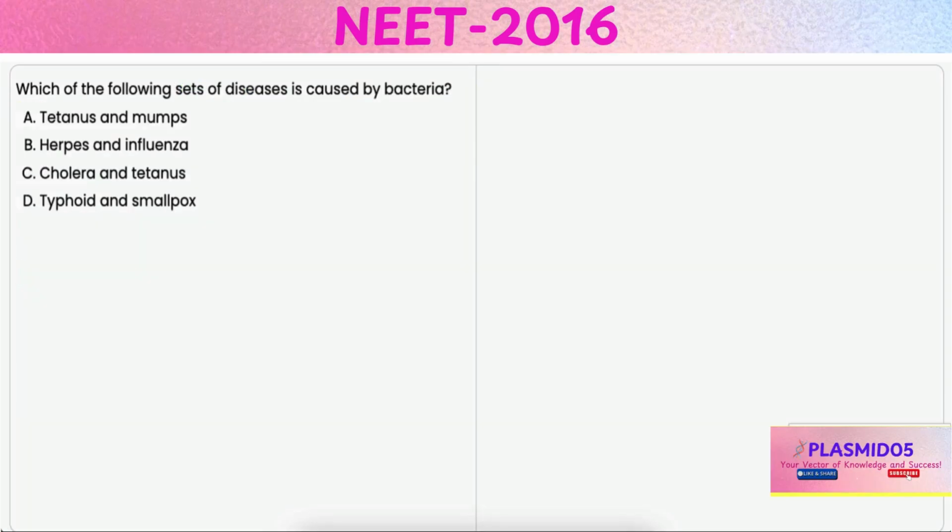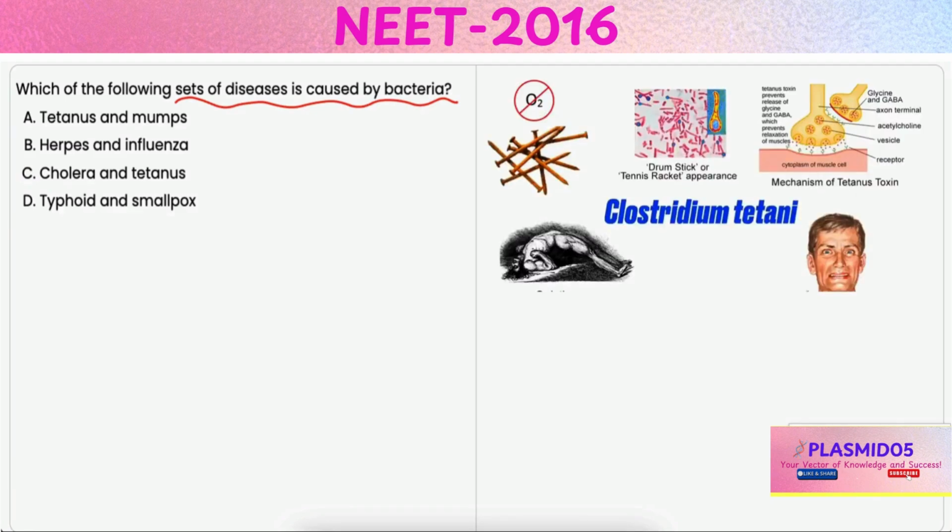In this question, you have to identify the sets of diseases that is caused by bacteria. Option A, tetanus and mumps. It is incorrect because tetanus is caused by bacteria but mumps is caused by a virus. Option B, herpes and influenza. It is also incorrect because both are caused by viruses.